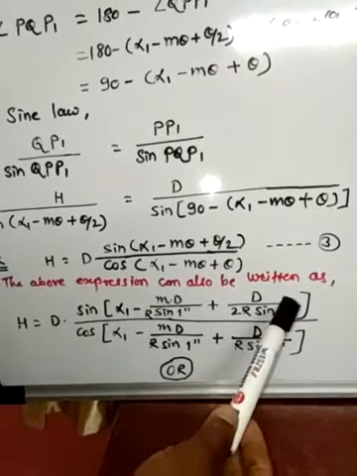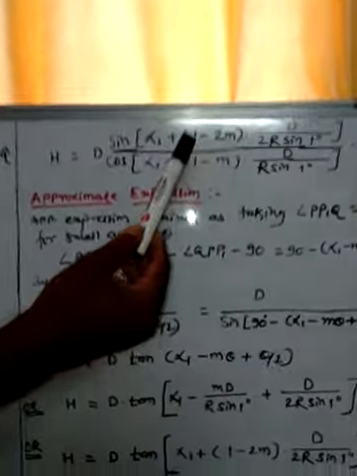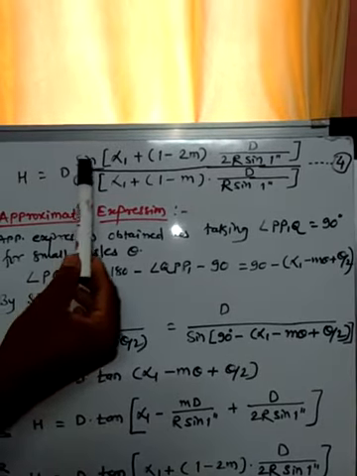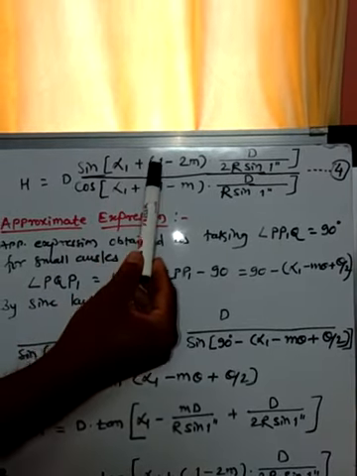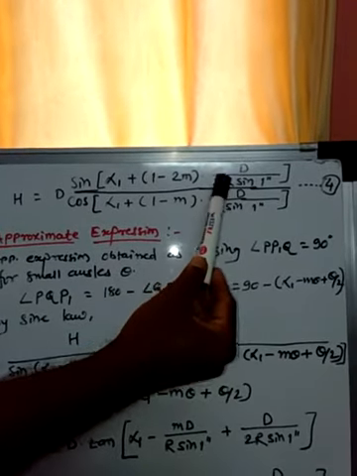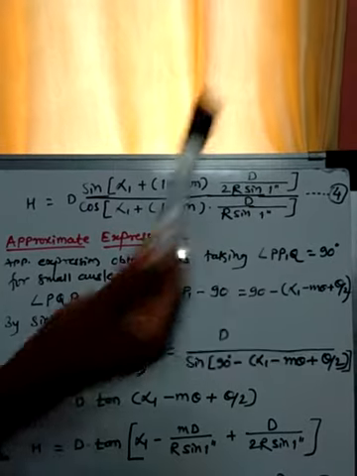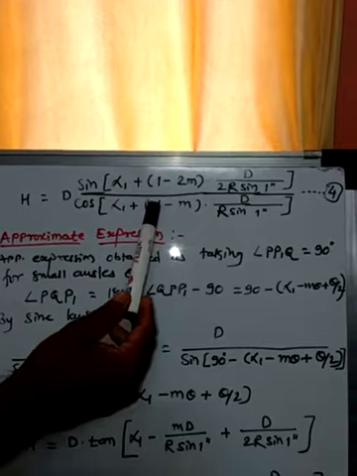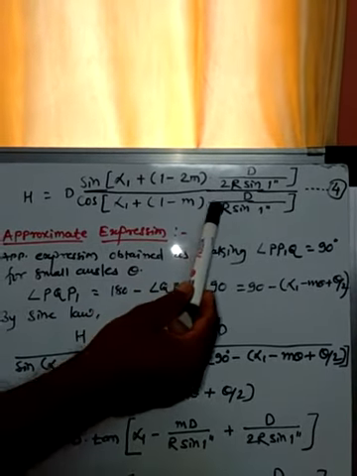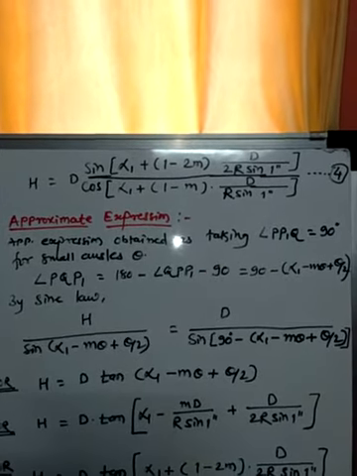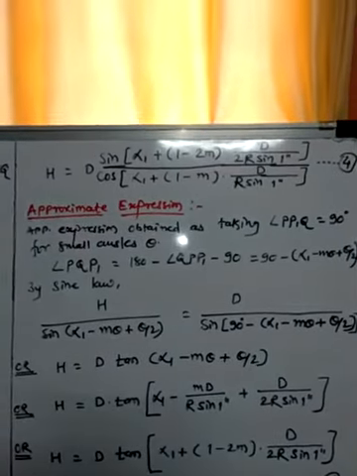Then the same equation can be written, reducing these terms, as H equals D times sine of (alpha 1 plus (1 minus 2m) times D divided by 2 times r sine 1 second), divided by cos of (alpha 1 plus (1 minus m) times D divided by r sine 1 second). This is equation number 4, which we get by converting radians to seconds.